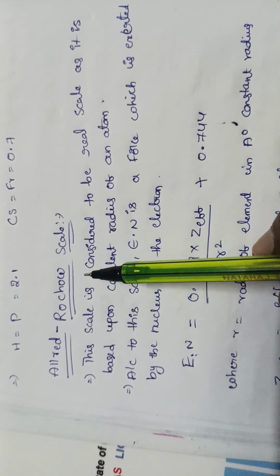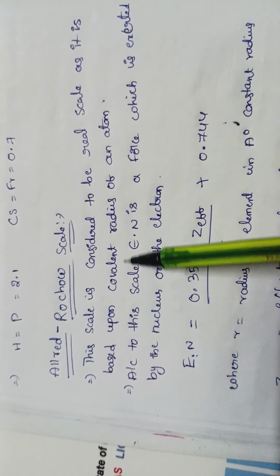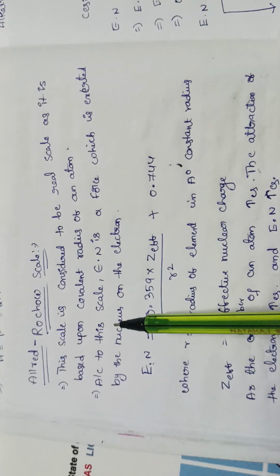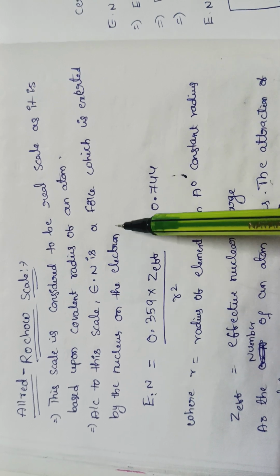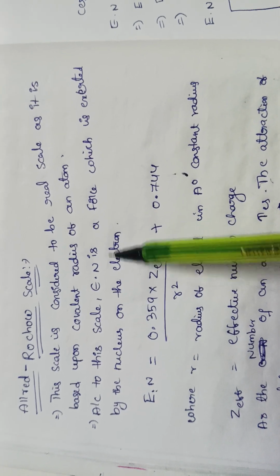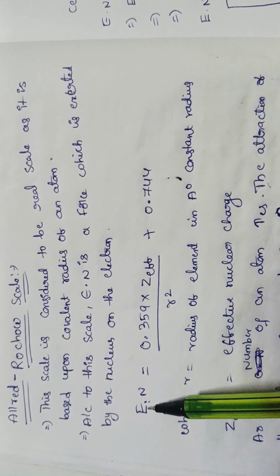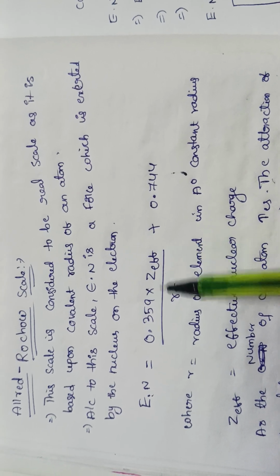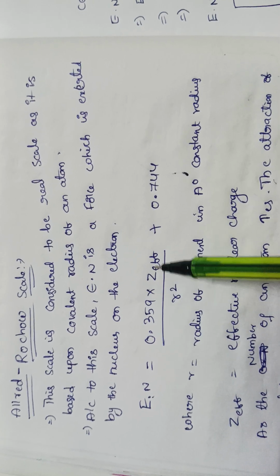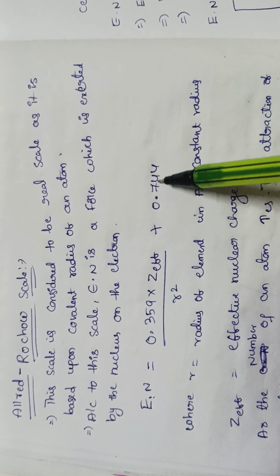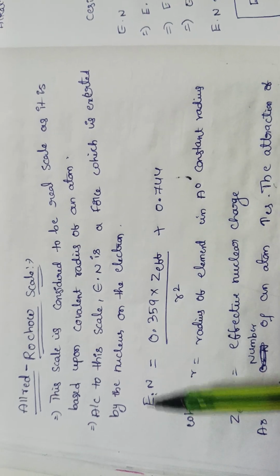The third one is the Allred-Rochow scale. This scale is considered to be a real scale as it is based upon the covalent radius of an atom. According to this scale, electronegativity is the force exerted by the nucleus on the electron, meaning the attraction between nucleus and electron. Electronegativity is directly proportional to Z effective and inversely proportional to R square. The equation is 0.359 times Z effective divided by R square plus 0.744. The higher the Z effective, the higher the electronegativity value.